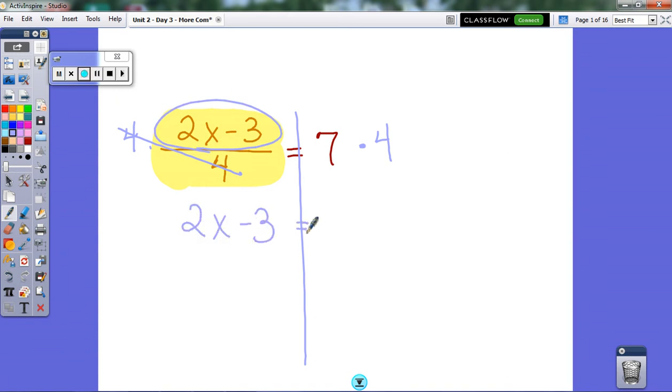Now, I know how to work with just the top if it's not in a big fraction. On the other side, 7 times 4 is 28, so I'm just going to bring that down. Now, guys, when I look at this, remember, look at the side with the variable. So your eyes are focusing on 2x minus 3.